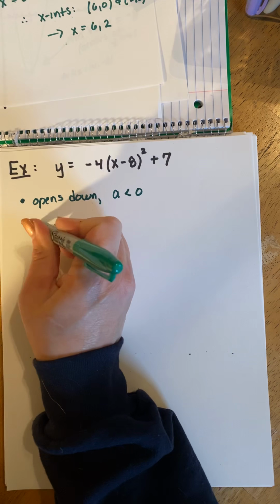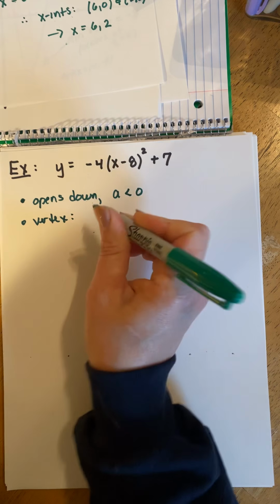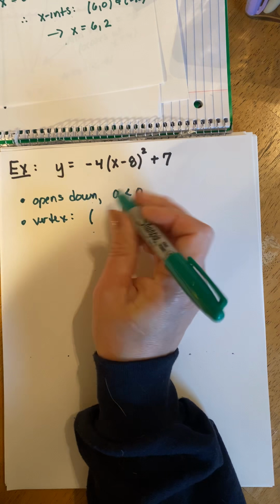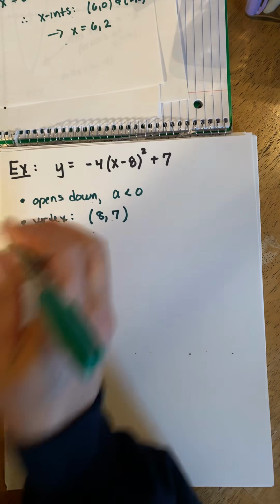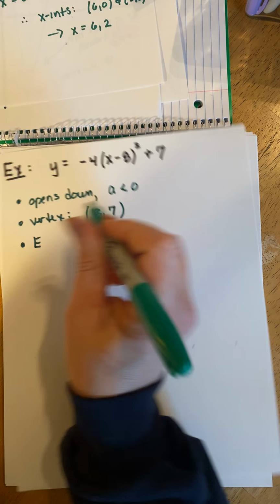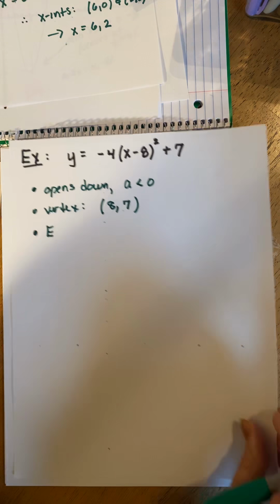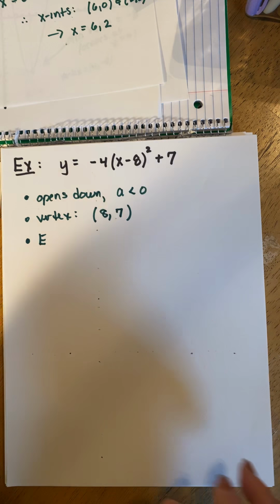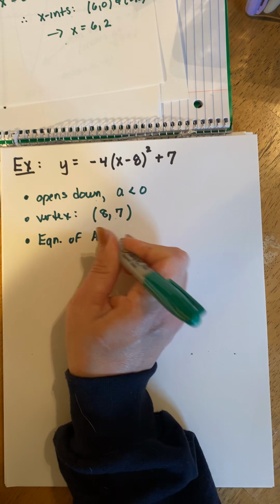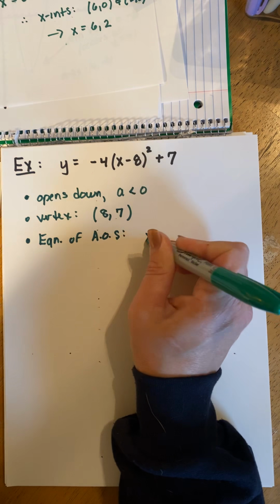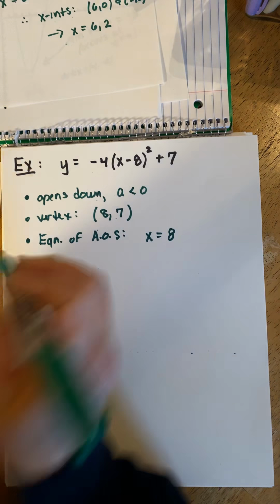The vertex, this is so exciting, it's just handed to us. The vertex is the opposite of this, that actual number. Opposite of that, same as that. Equation of the axis of symmetry. X is equal to the x-coordinate of the vertex.